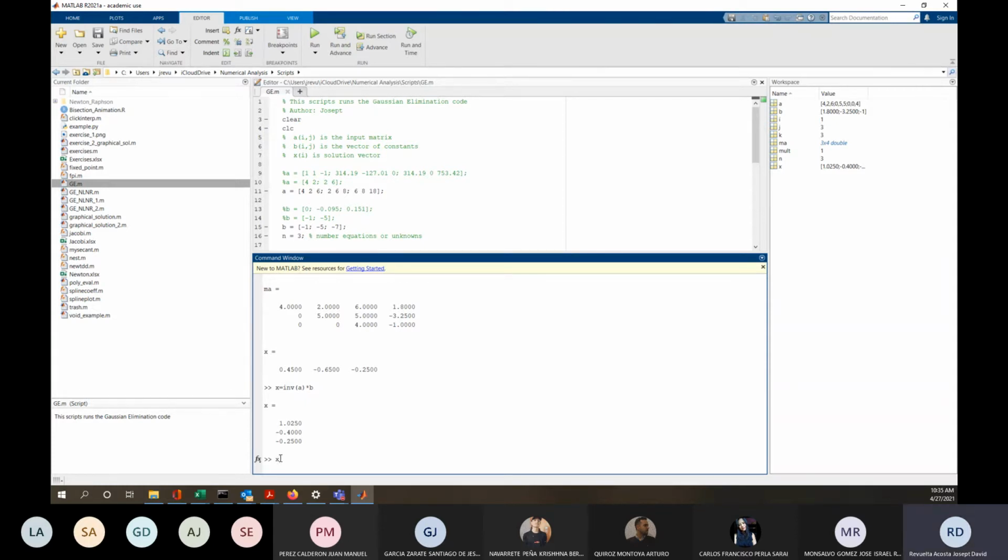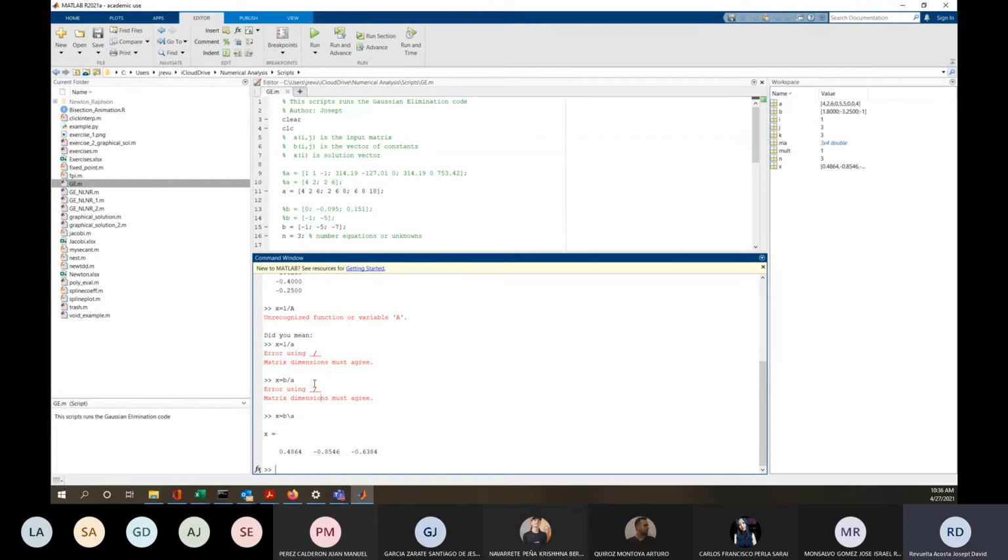For example, if we wanted to do this quickly, I think if we do 1 divided by A, no. Hold on. No, B divided by A, sorry. You see, if you do it like this, you get values, but they're not the same as this one, because this is actually not correct. You get the same sign, something very similar, but it's not the same.